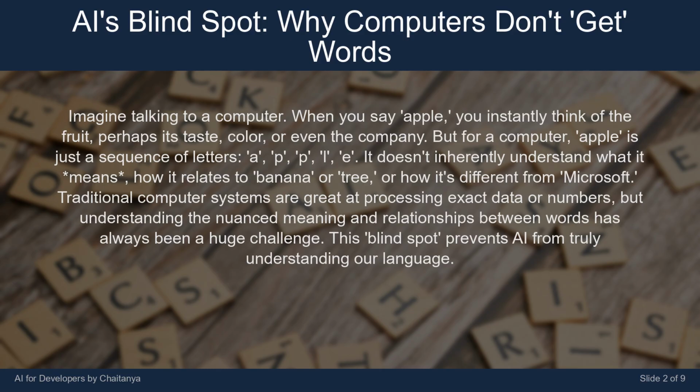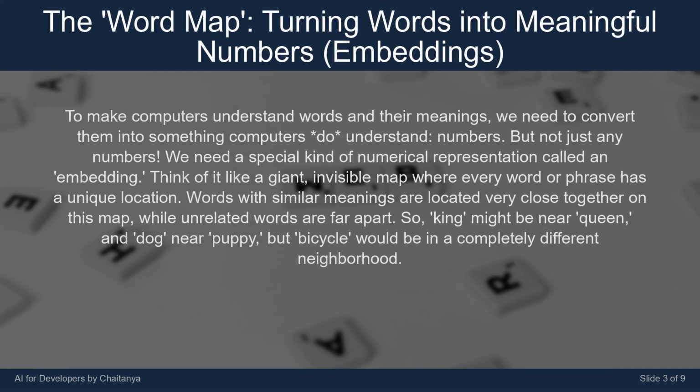Traditional computer systems are great at processing exact data or numbers, but understanding the nuanced meaning and relationships between words has always been a huge challenge. This blind spot prevents AI from truly understanding our language. To make computers understand words and their meanings, we need to convert them into something computers do understand: numbers.